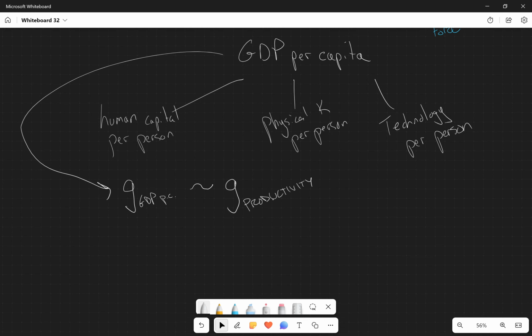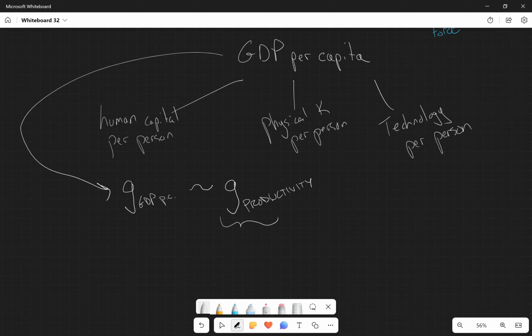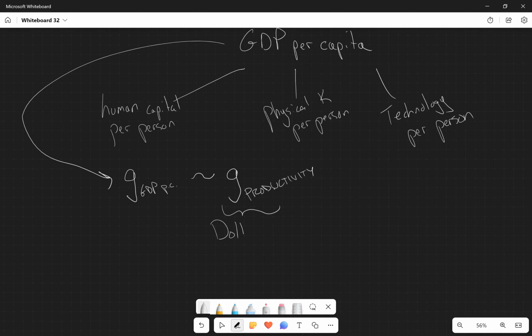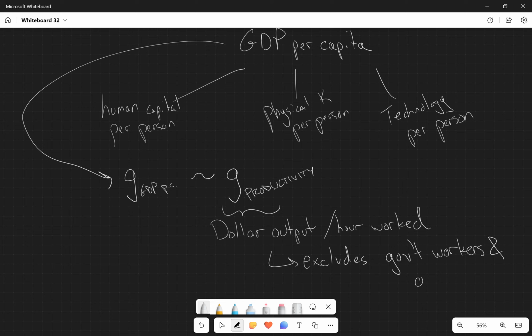And one of the most common measures in terms of growth rate of productivity is going to be the dollar output per hour worked. And this particular measure excludes government workers and agricultural, so farming and ranching, right? Excludes those.